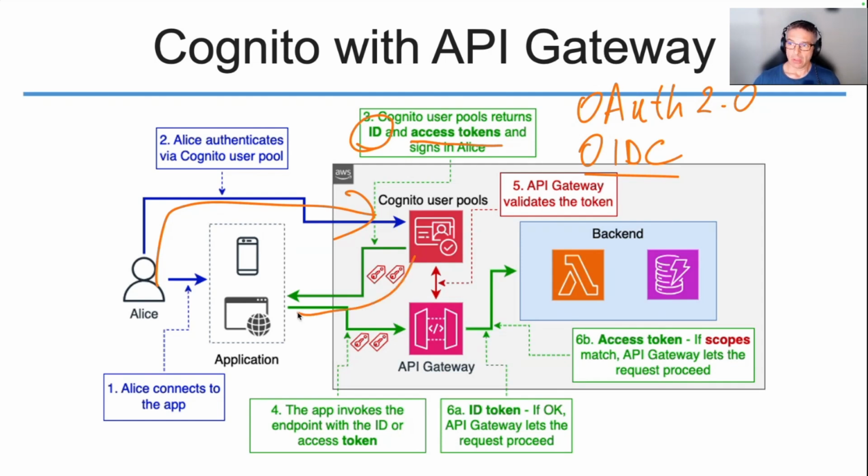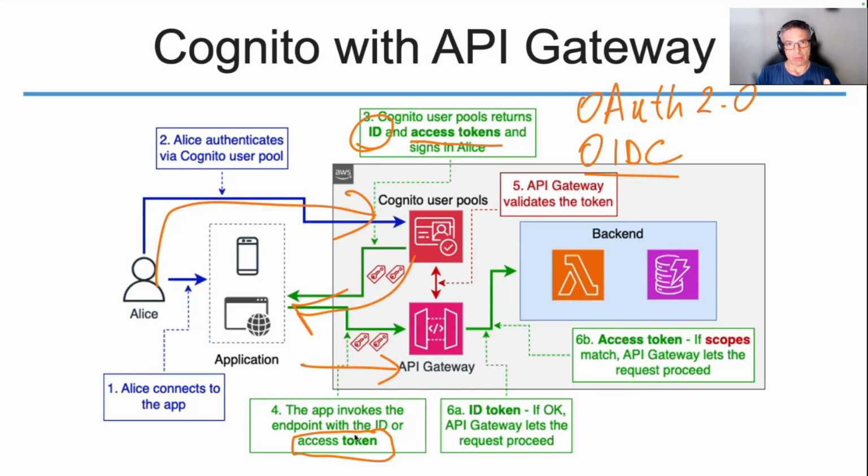The user pool will return these tokens to the application, and the application will call API gateway with one of these tokens in the authorization header. Ideally, that's going to be the access token. But API gateway can also sort of handle ID tokens. But in this case, API gateway only checks if the token is valid. So if it's not expired, it hasn't been manipulated, it comes from Cognito.